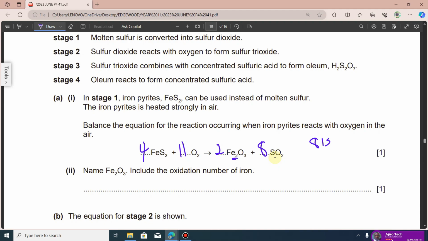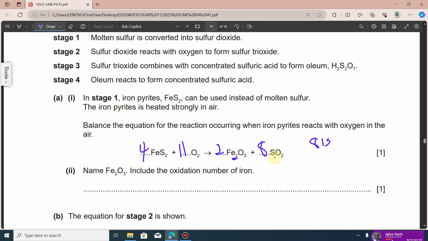So let's confirm: 4 irons on the left, 2 times 2, 4 irons on the right. 8 sulfurs, that's 4 times 2 for sulfur, 8 sulfurs on the right. 22 oxygens on the left, that's 11 times 2, and 6 plus 16 gives us 22 on the right. So that is how to balance the equation.